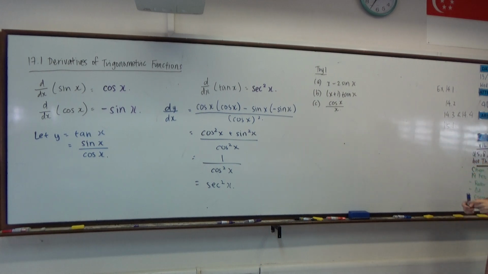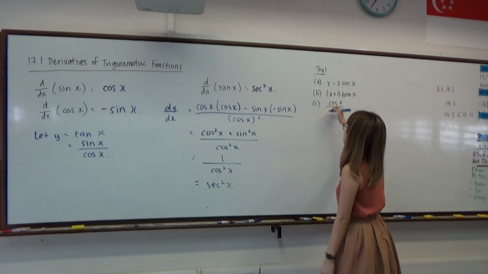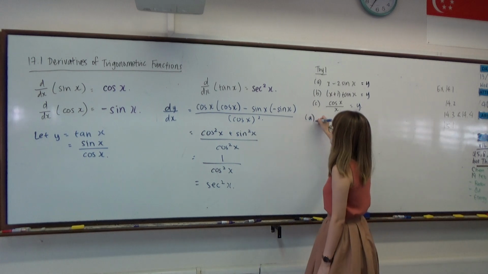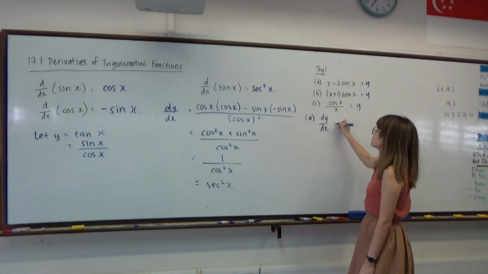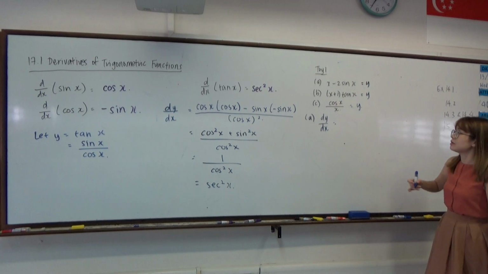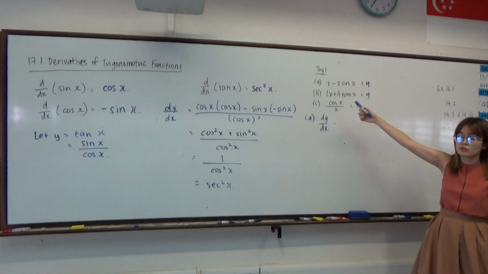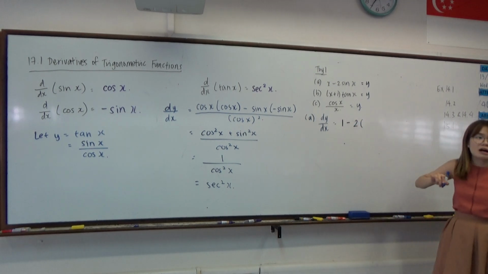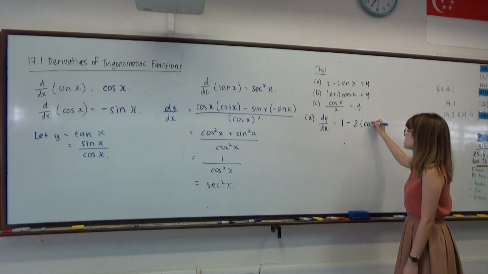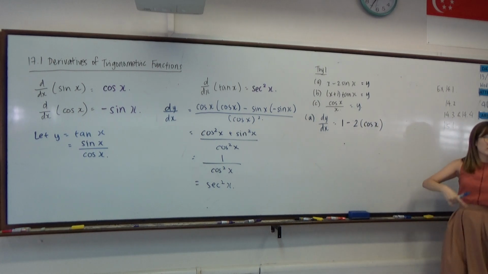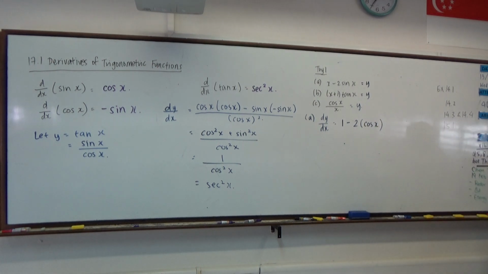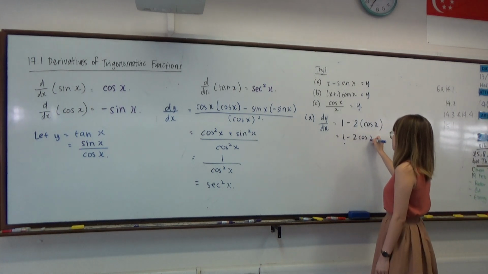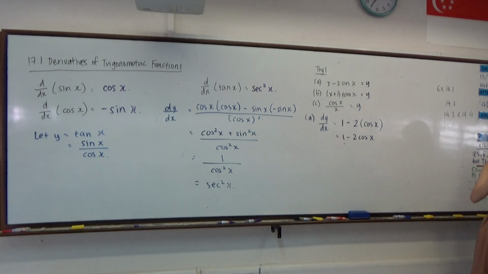To differentiate these three expressions here, let's just assume that all of it are y. To differentiate part A, it will be the same as how we differentiate our usual algebra. So differentiate x is 1, minus the 2. Sine itself is differentiated to become cosine x. So sine x changes to cosine x. Therefore the answer will just be 1 minus 2 cosine x.